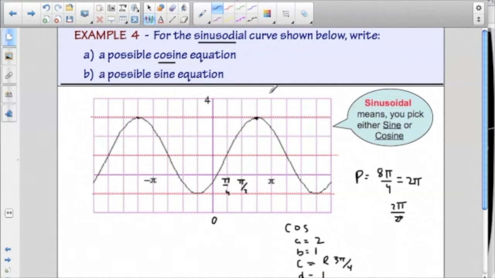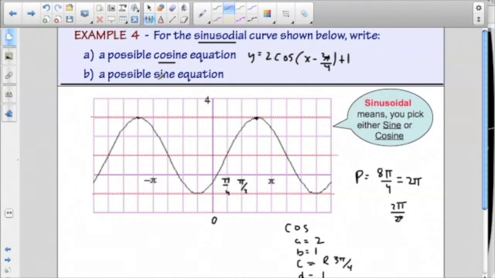Okay, so our answer for a cos equation is going to be y equals 2 cos, and our B was 1, so we don't have to worry about that, bracket x, right means minus because it comes out as a positive, 3 pi over 4, and plus 1.